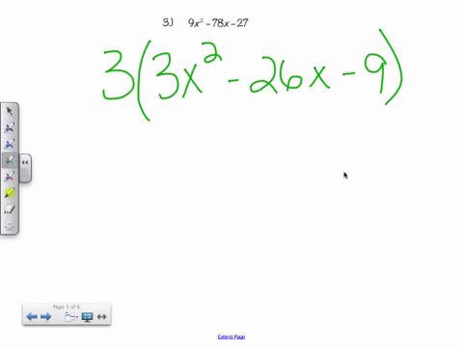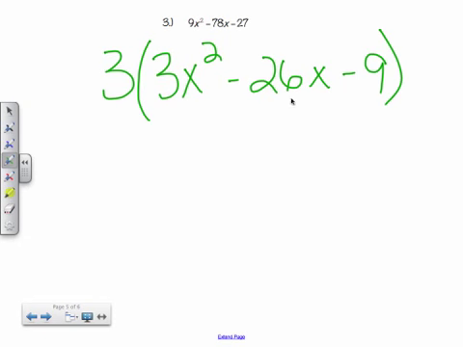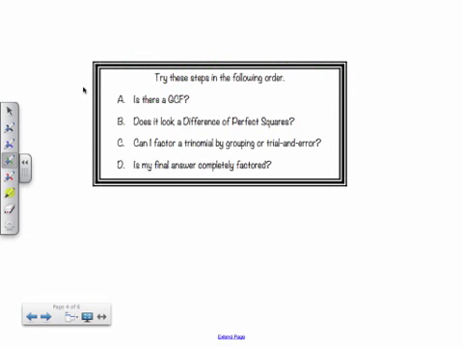Let's look and see what the second question asks. Does it look like a difference of perfect squares? Now don't forget, in order for it to be a difference of perfect squares, it has to be a binomial. So I'm going to look and see what's inside of my parentheses here. It's not a binomial, which means it can't be a difference of perfect squares. So let's go to the third question.